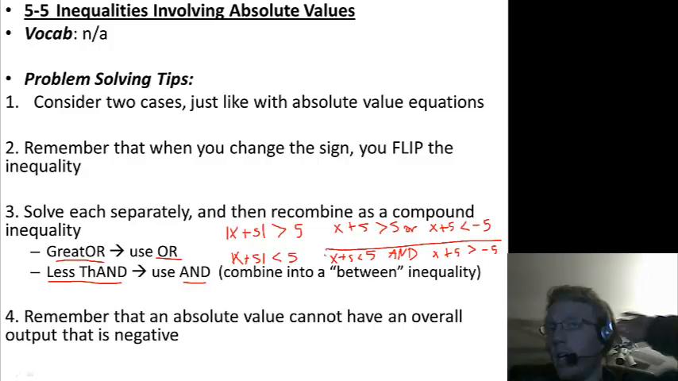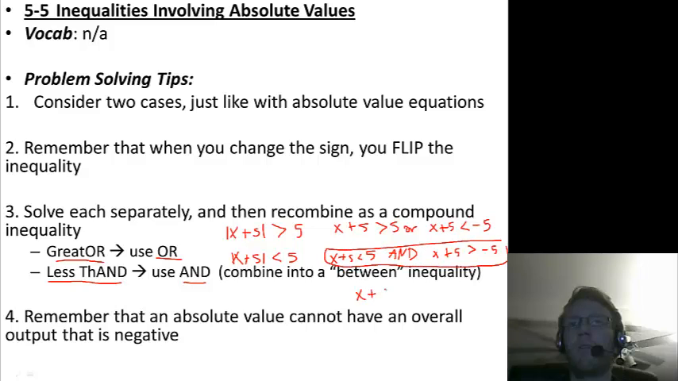I can take these two things and I can actually write it like this: x plus 5, which is the piece inside the absolute value, has to be less than 5 but greater than negative 5. And so you can put this part from inside the absolute value in between the two extremes of 5 and negative 5, and then you can solve it all at once that way.